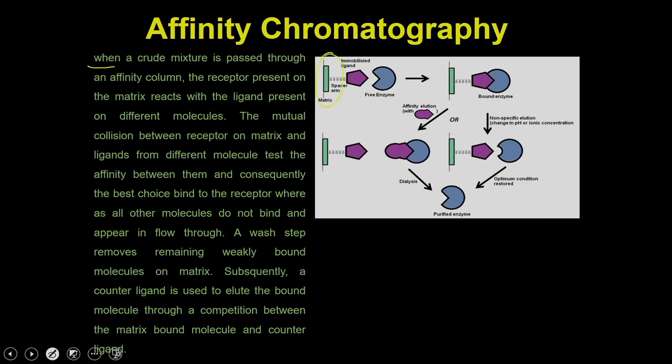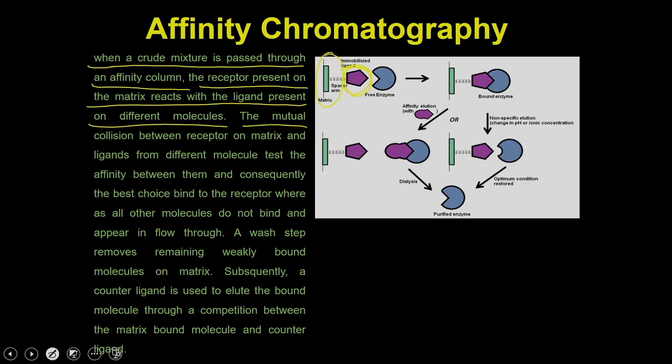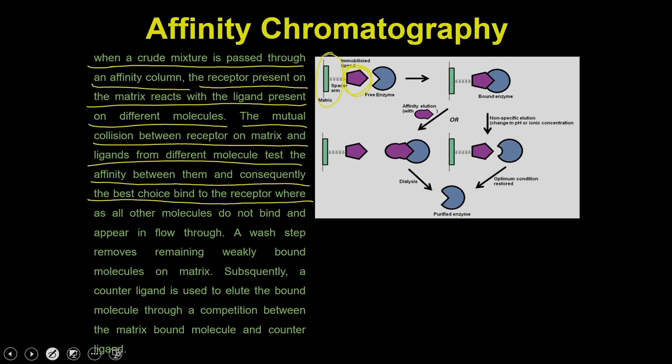We have taken a matrix and coupled the ligands, and what will happen is, if you flow a crude mixture onto an affinity column where you have coupled the ligand onto the matrix, the receptor on the matrix reacts with the ligand present on the different molecules. The mutual collisions between the receptor on the matrix and the ligands from the different test molecules will determine the affinity between them, and consequently the best choice binds to the receptor whereas all other molecules do not bind and appear in the flow through.